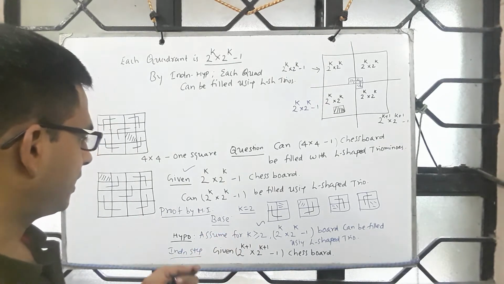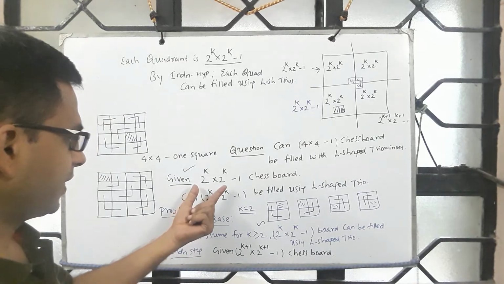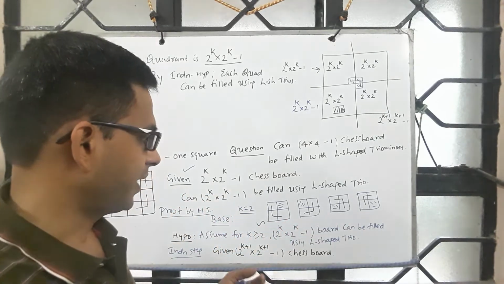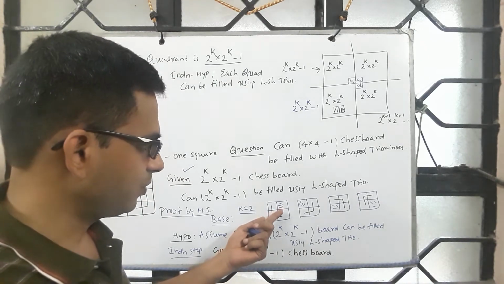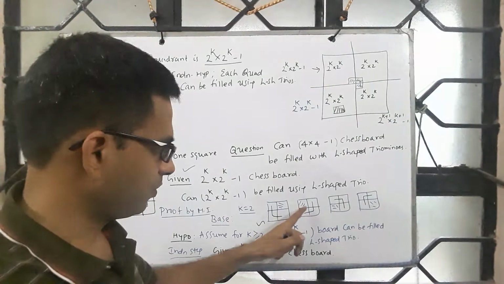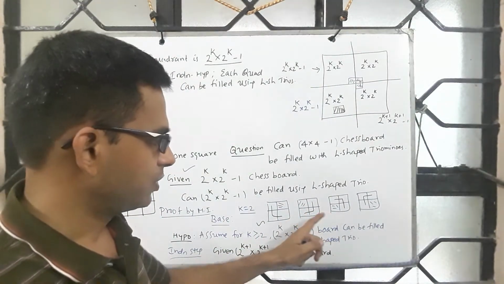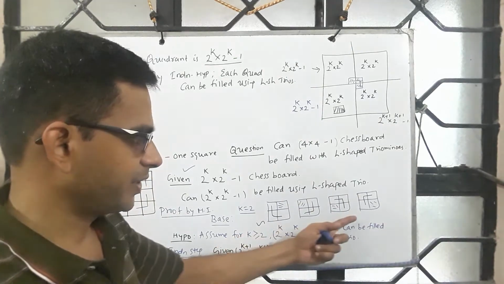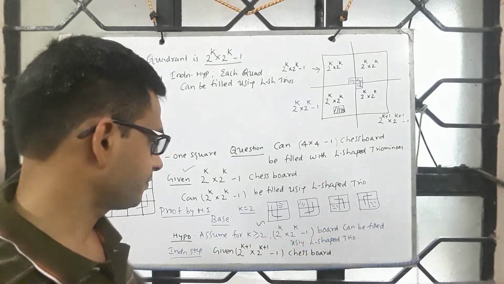So let me repeat. For k is equal to 2, you are given 2 cross 2 squares. The one that you are removing could be anything. If you remove this, then here is an L-shape. If you remove this, here is an L-shape. So each of these possibilities can be filled using an appropriate L-shaped triomino.